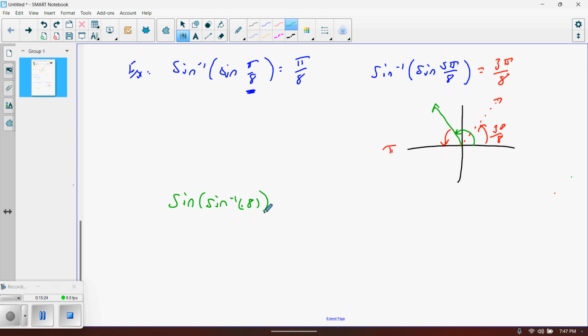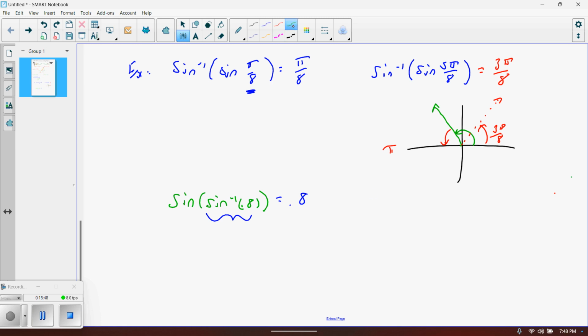So again, what the inside is saying is that there's some kind of an angle that's going to produce 0.8. That's what this piece is saying. There's some kind of an angle that will produce 0.8. But if I take the sine of the sine inverse, then I should just get 0.8. Because no matter what that angle is, once I take the sine of it, it's going to give me 0.8.